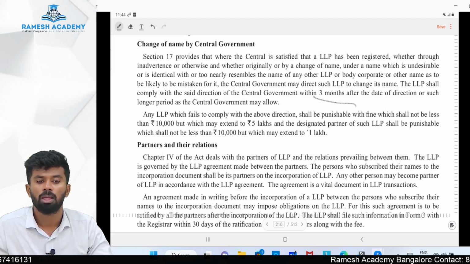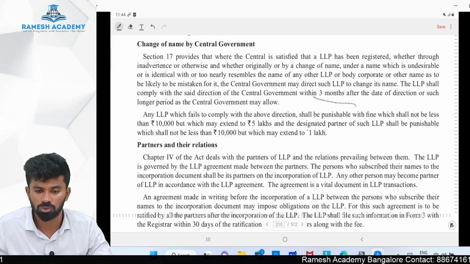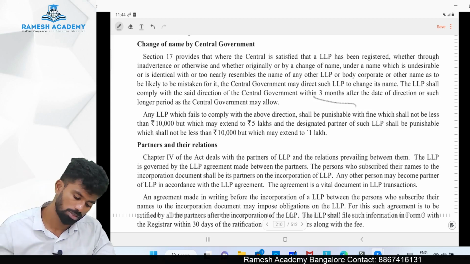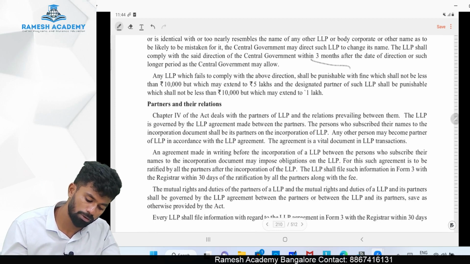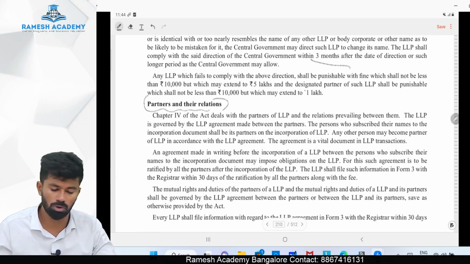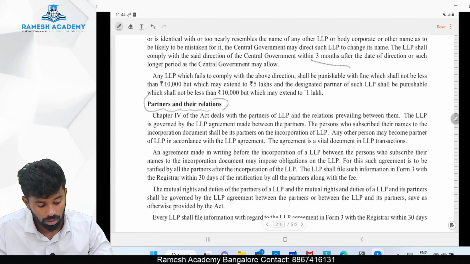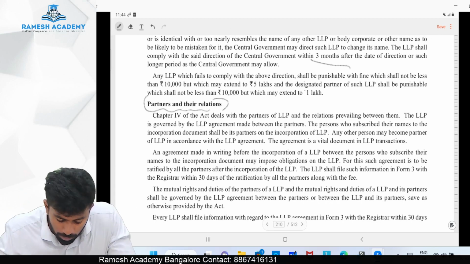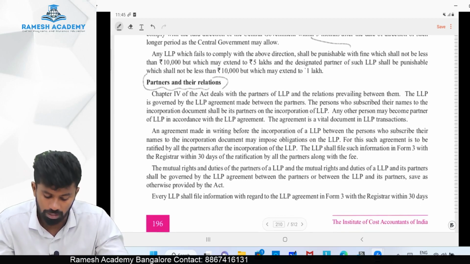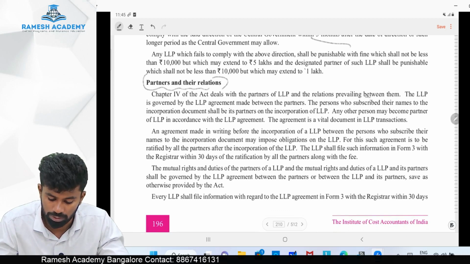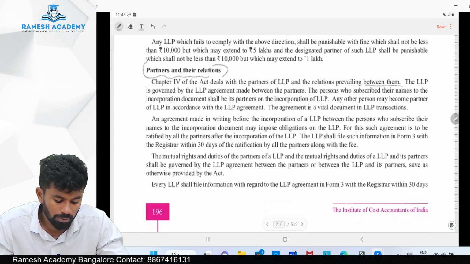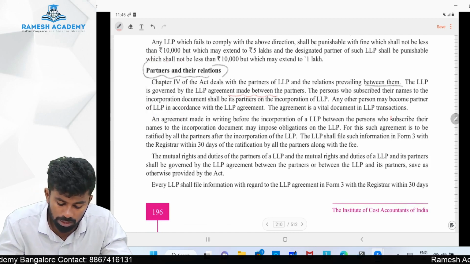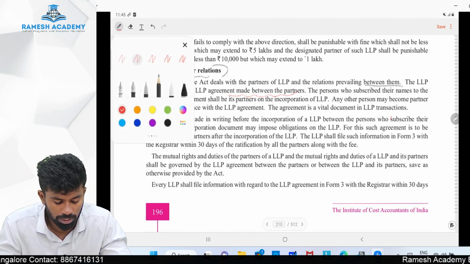Next comes the rights and duties of the partners. What? Rights and duties of the partners. Chapter 4 of the LLP Act deals with what? Partners and their relationship. Chapter 4 of the Act deals with the partners of the LLP and the relations between them. The LLP is governed by the LLP agreement. Which agreement? The LLP agreement made between the partners.